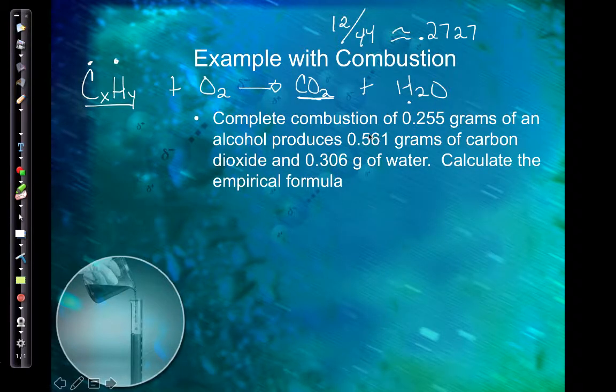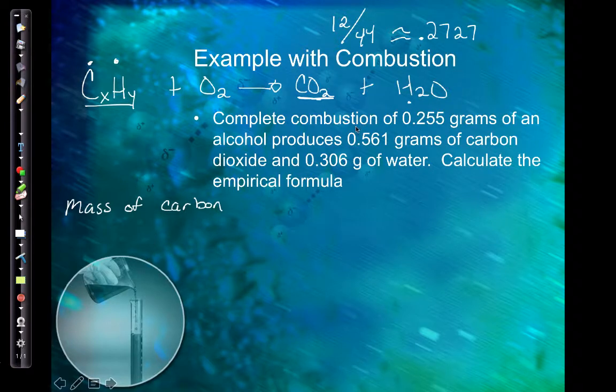So we're going to be using percentages with combustion problems. So we get the amount of carbon using the percent of carbon in carbon dioxide, and we get the amount of hydrogen from the percent of hydrogen in water. All right, so let's do that first. So we have the mass of carbon.